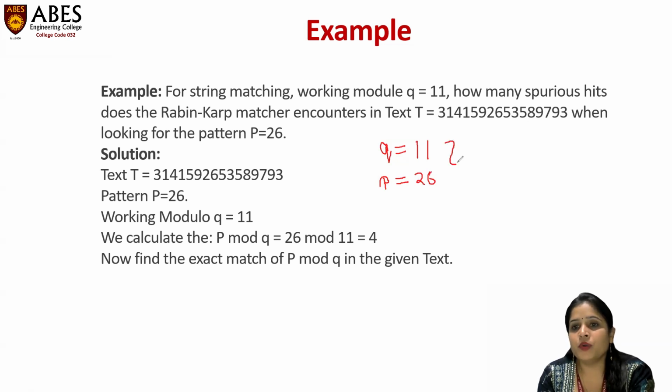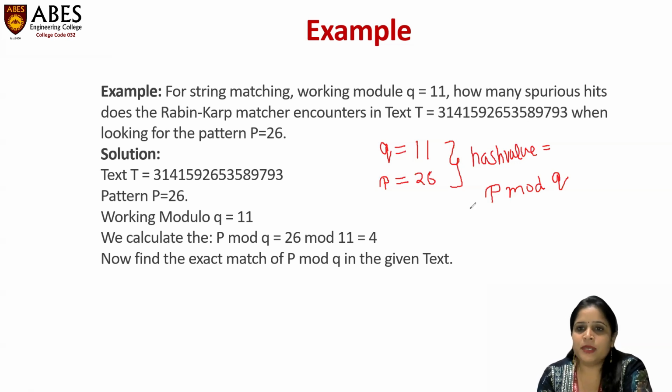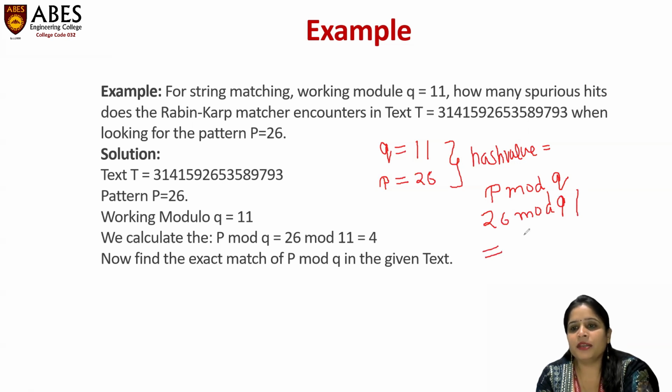First we have to compute the hash value using Rabin-Karp. The formula to compute the hash value is p mod q, as I already told you. Here the value of p is 26, so 26 mod 11. If you divide 26 by 11, the remainder is 4. So here you can see your hash value is 4. I hope you understand how we can compute the hash value.